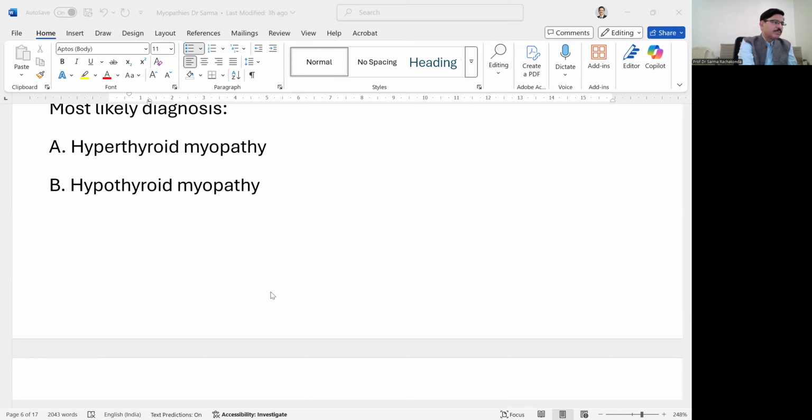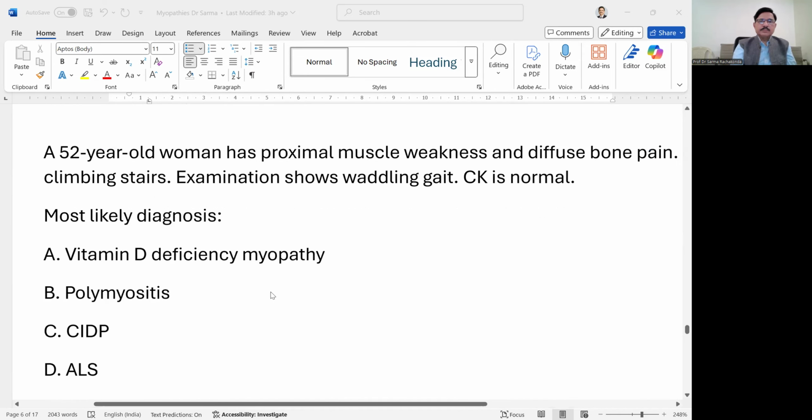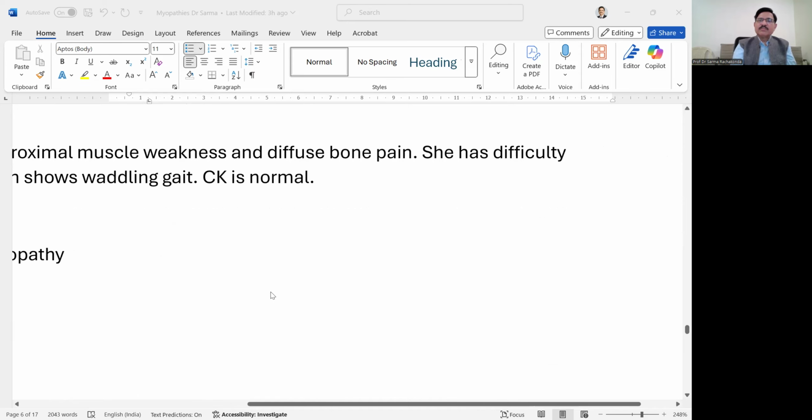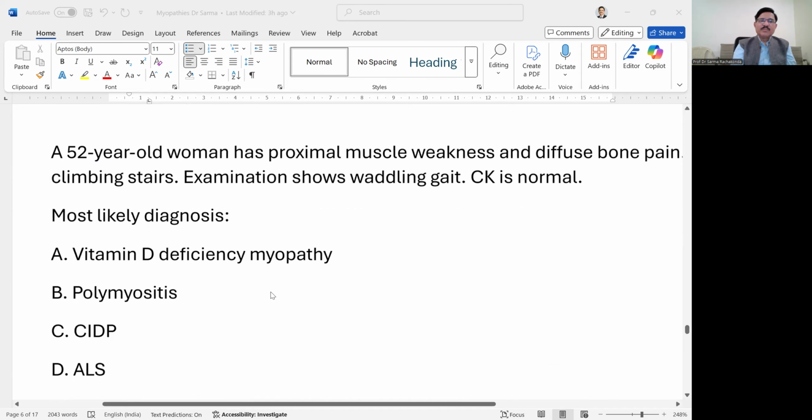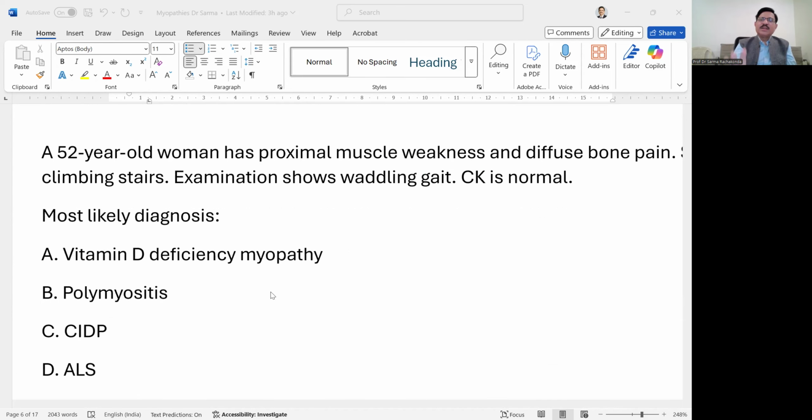Okay, you see here. A woman has proximal muscle weakness and diffuse bone pain. She has difficulty in climbing stairs. Examination shows waddling gait. CK is normal. See, bone pain, waddling gait, proximal muscle weakness are typical of vitamin D deficiency.